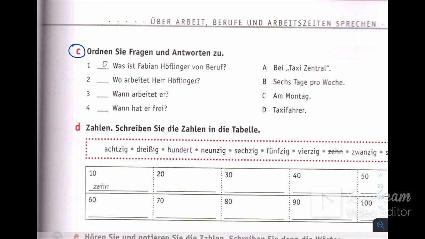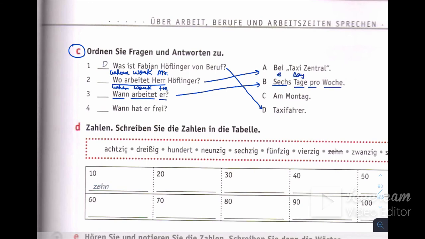Now we need to do this one: Fragen und Antworten zu. The first one is, was ist Fabian von Beruf? The answer is already given: Taxifahrer. It means what is his profession, taxi driver. Wo arbeitet Herr Hofflinger? Wo means where, arbeiten means work. So, in a taxi central. Wann arbeitet er? Sechs Tage pro Woche, 6 days per week. And when is he frei? Frei means free. So, am Montag.